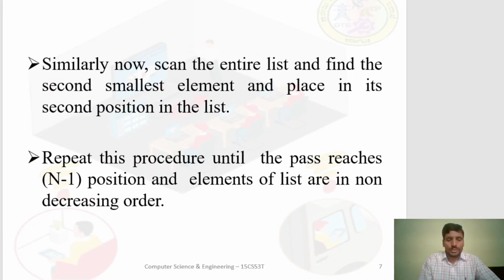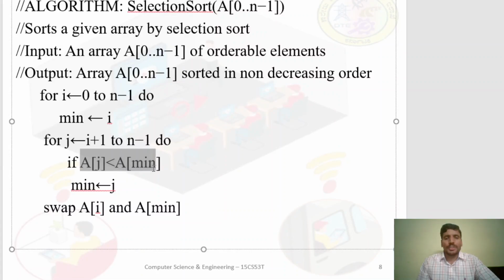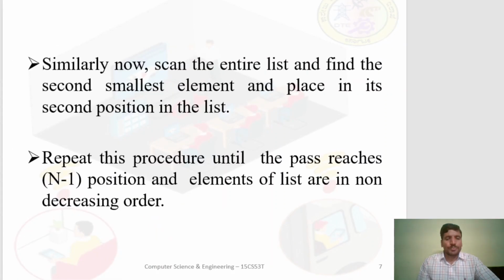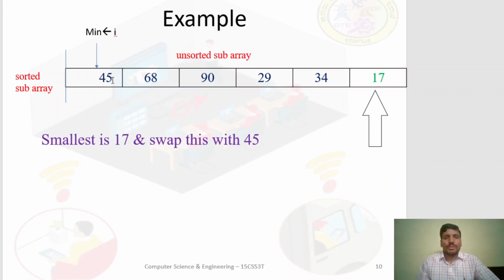So let us go back to the algorithm to see the logic. Here, if A of j is less than A of min, then initialize min as j and swap A of i with A of min. So here min is what? Minimum value is 45, right? And the next smallest value is 17. Then swap 17 with the 45.